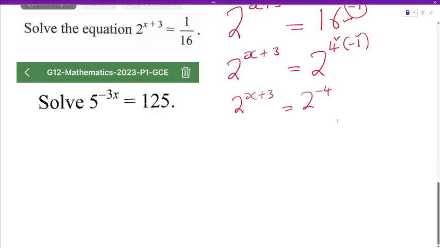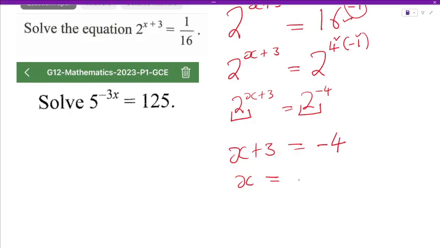Once you have found that, you have managed to make the bases the same on both sides of the equal sign. So at this point, simply equate the powers. So I'm going to say x plus 3, the power on the left, is equal to negative 4, the power on the right. Then solve for x.